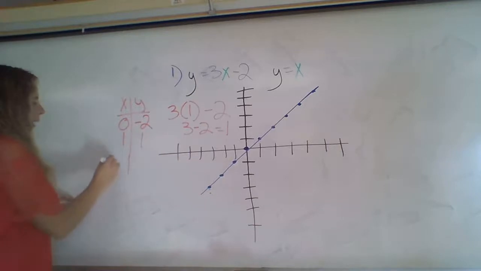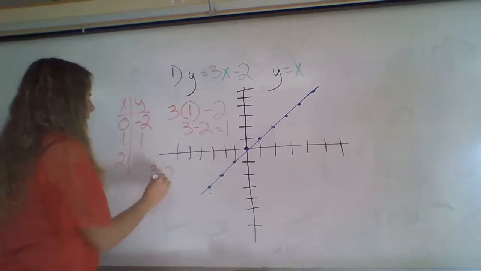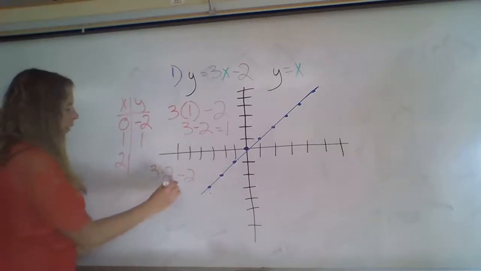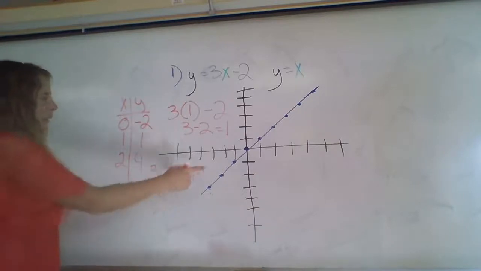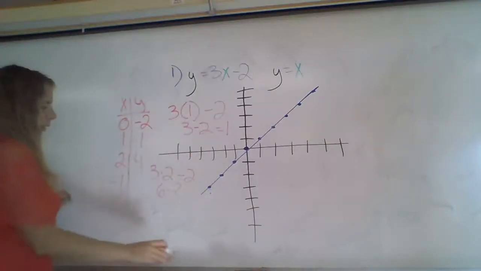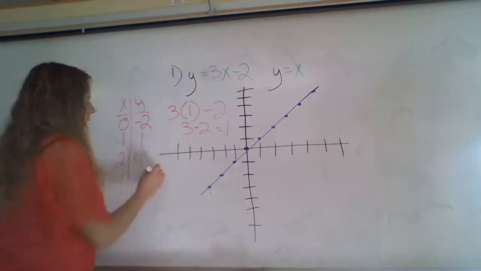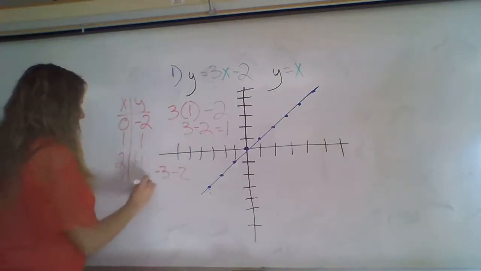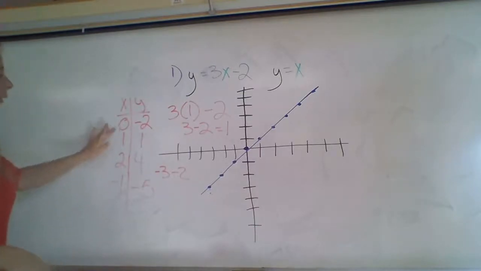If x is 2, what is y? You would go 3 times 2 minus 2, which is 6 minus 2, which is 4. And then just to be safe, we'll do one on the negative side. Let's just do negative 1. If x is negative 1, what is y? You're going to substitute negative 1 in for x. So negative 1 times 3 is negative 3, minus 2 is negative 5. So you can graph it based on your table.